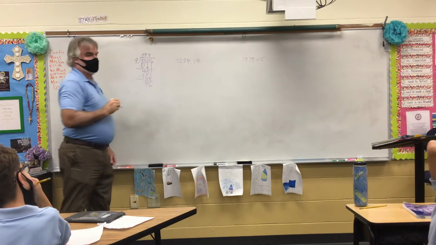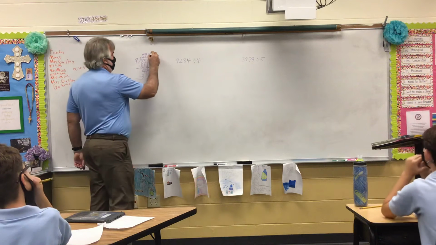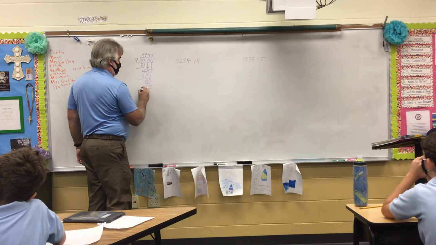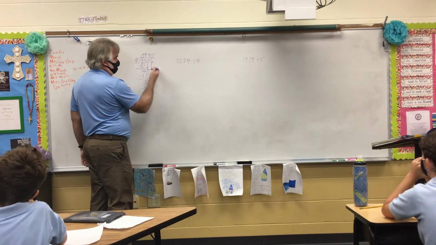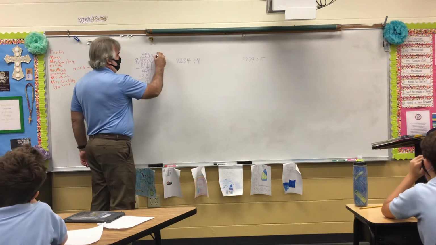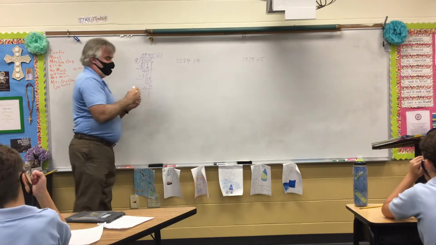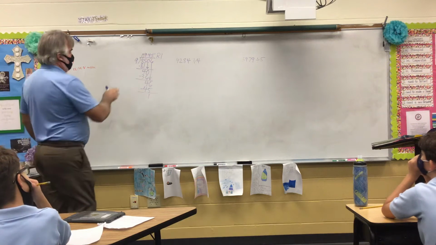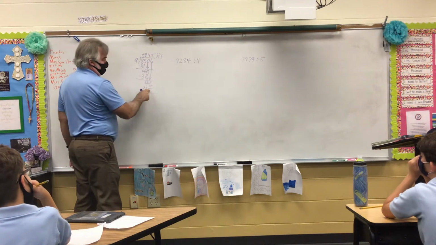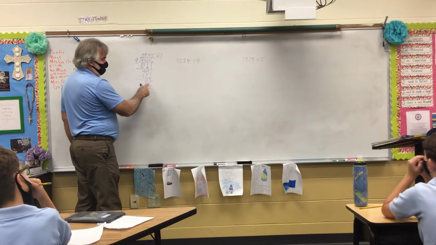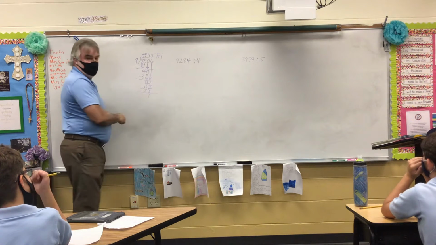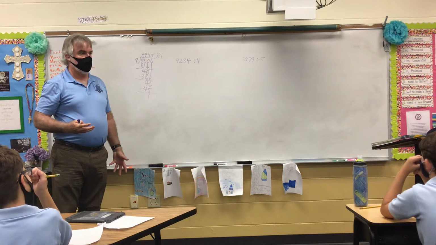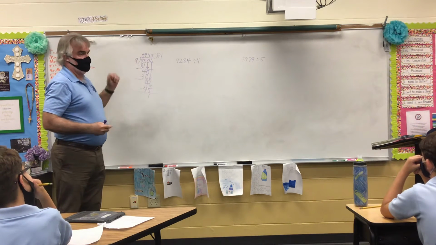9 goes into 46 5 times. 5 times 9 is 45. Subtract, I get 1. There's nothing more to bring down, so that is my remainder of 1. Can I have a remainder of 1? Okay? If I said it went in 4 times, I'd have 36 here. And if I subtract, I'd have 10. Can I have 10 as a remainder? No. Why? It's bigger than the divisor.